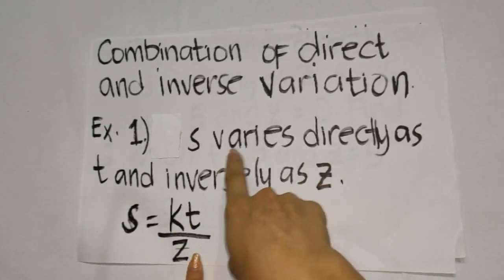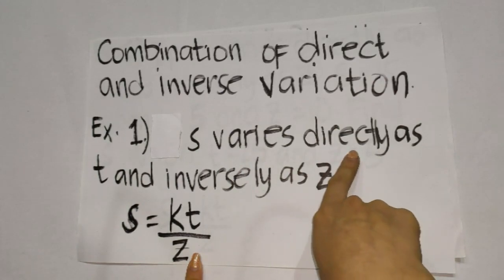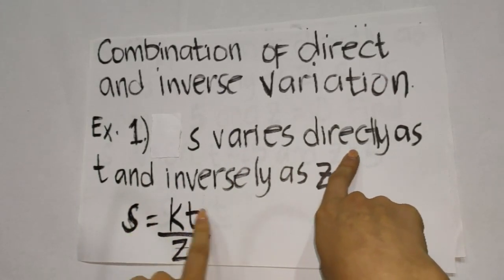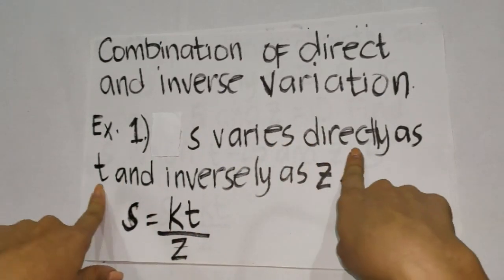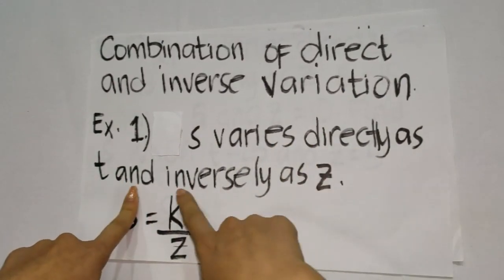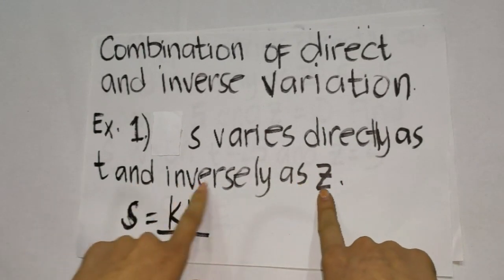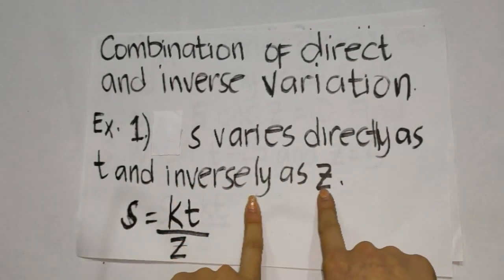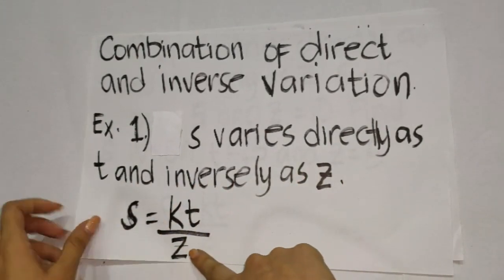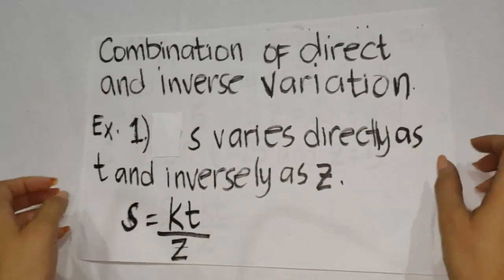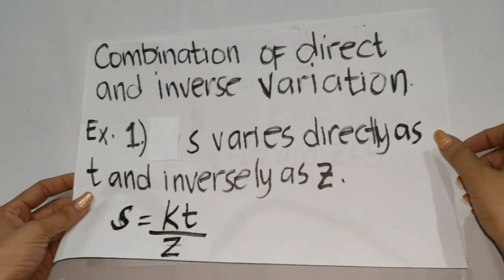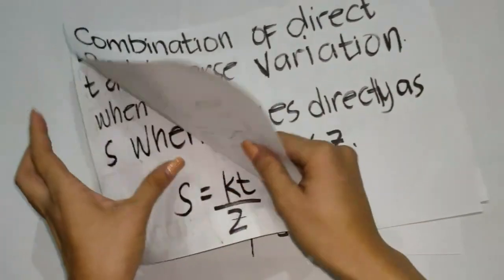Pag sinabi po nating varies directly, katulad ng ating example kanina, straight lang po ang pagkakasulat. So, we have S is equal to KT varies directly as T. And inversely as Z. Inversely, kapag inversely po ay meron na po tayong sa baba. So, isusulat po siya na S is equal to KT over Z.